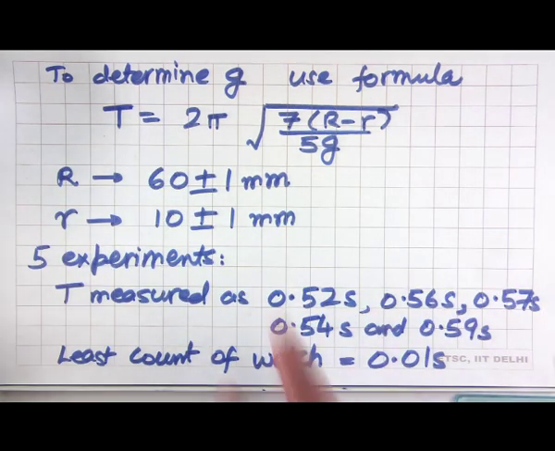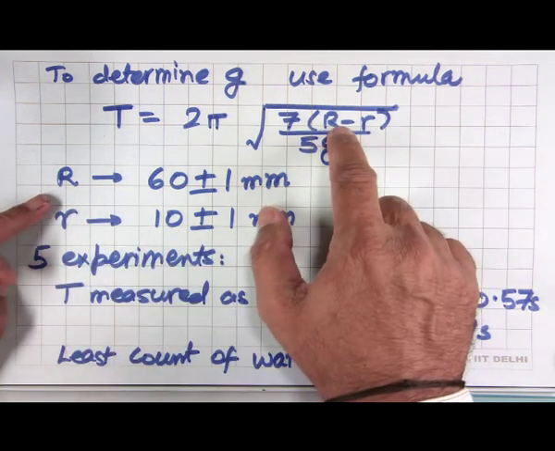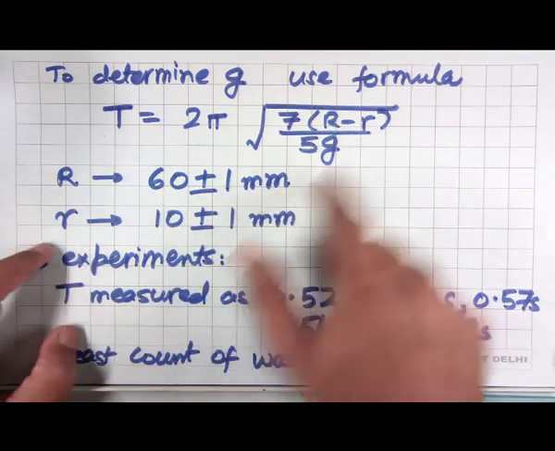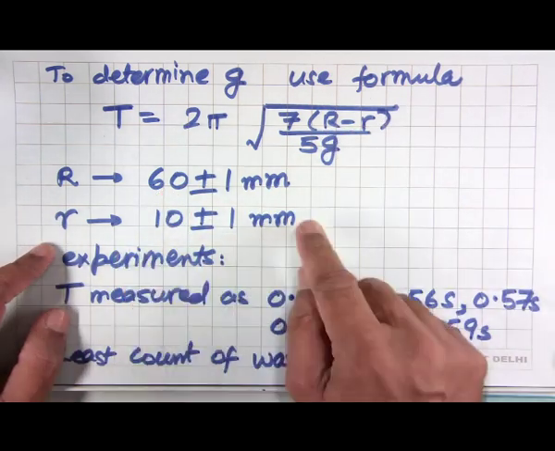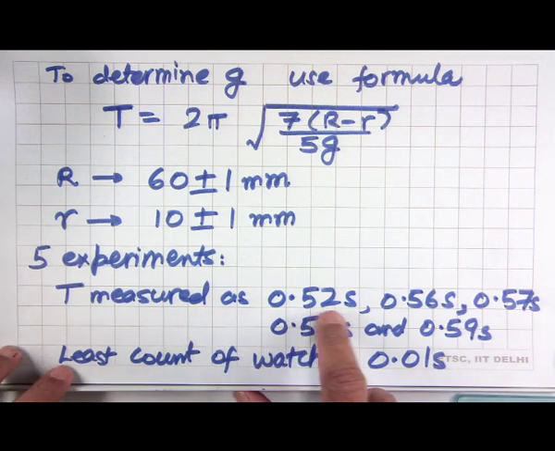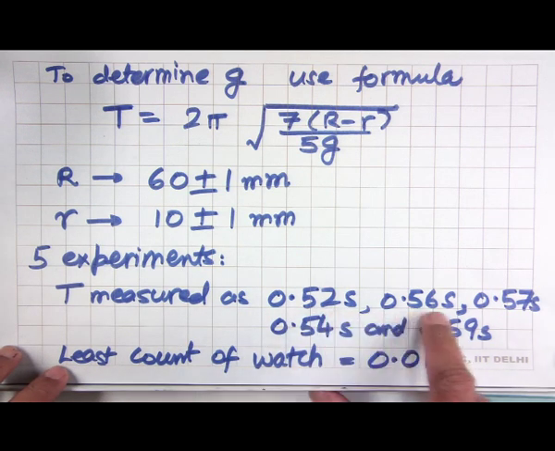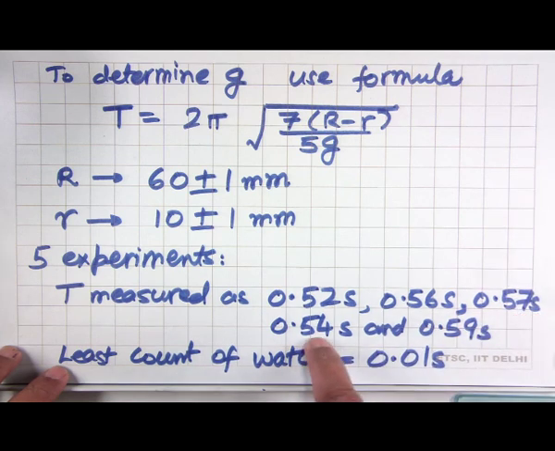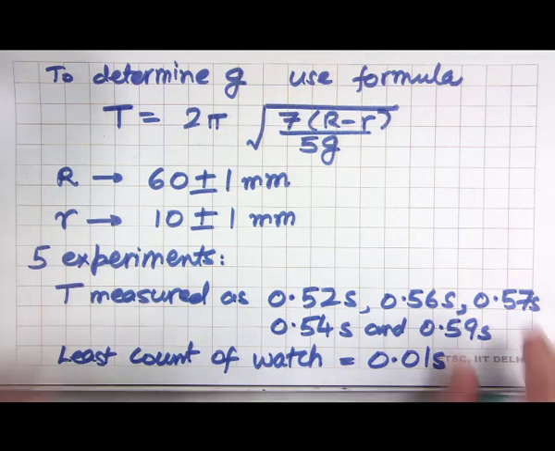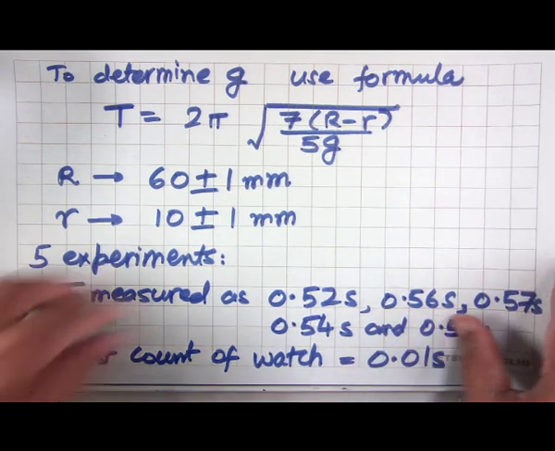What is also given is that the value of R is measured as 60 plus minus 1 millimeter. The value of small r is 10 plus minus 1 millimeter, and to find the time period, the experiment is repeated 5 times with a watch. The time periods measured in the 5 experiments are 0.52 seconds, 0.56 seconds, 0.57 seconds, 0.54 seconds and 0.59 seconds, and the least count of the watch is given as 0.01 seconds.